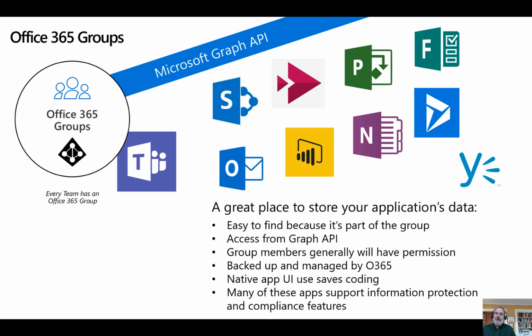You always know there will be an Outlook shared mailbox, and there will always be a SharePoint team site in Teams because those are present in every group. And Teams really depends on the calendar in Exchange in Outlook, and it depends on SharePoint for its file storage. So those are guaranteed to be there. Guess what? This is a great place to store your application's data. It's easier to find because it's part of the group, so you can get to it through the Graph API once you know the group ID, which you got from the Teams API.